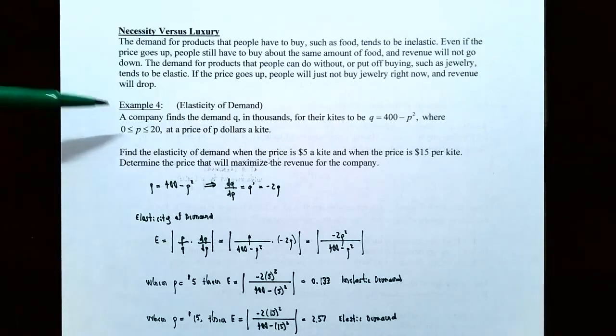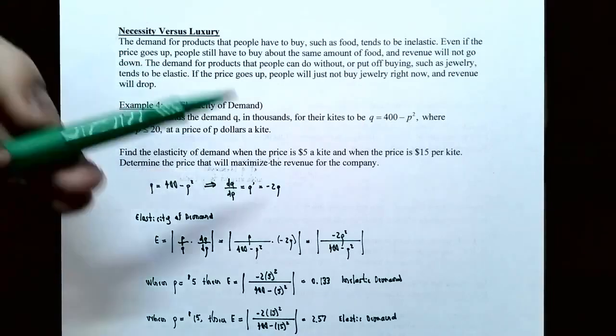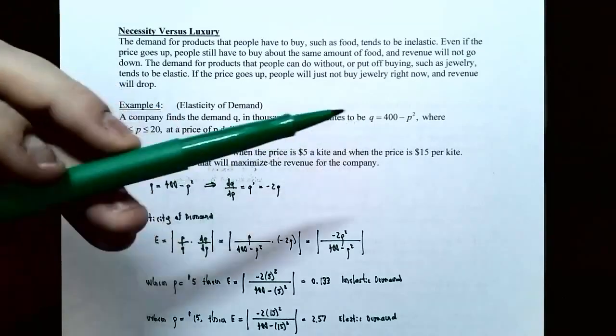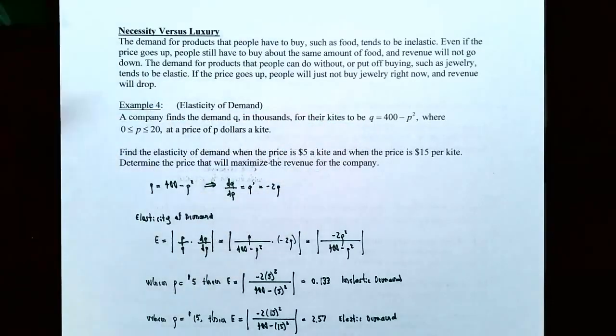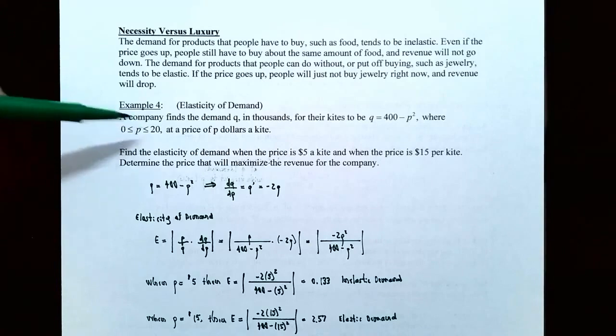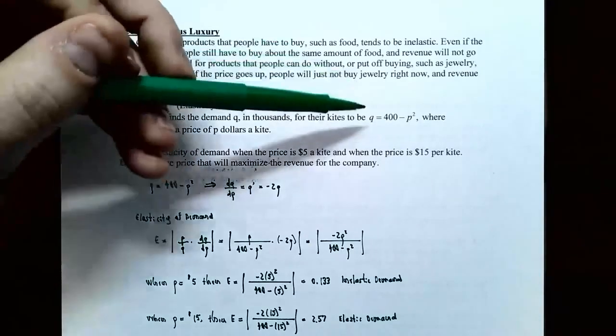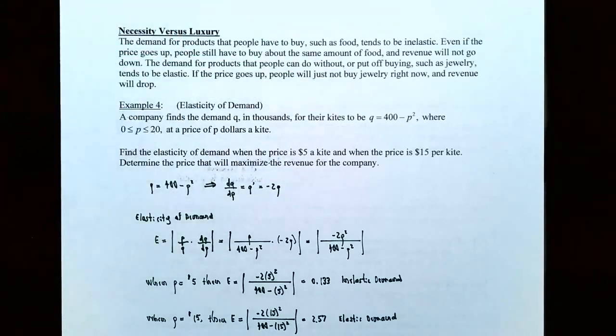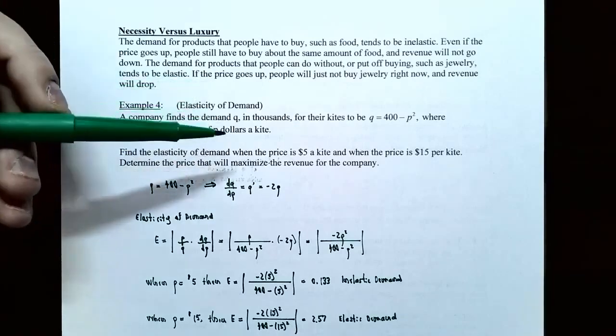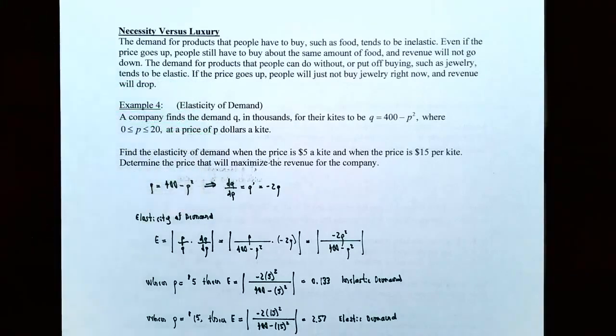So example 4, elasticity of demand. A company finds the demand Q in thousands for their kites to be Q equals 400 subtract P squared. So notice that this equation already has Q by itself, where the price, P, is between 0 and 20 at a price of P dollars a kite. So what this means is that this formula only makes sense between 0 and $20 for the price of a kite. Find the elasticity of demand when the price is $5 a kite, and then when the price is $15 per kite. Determine the price that will maximize the revenue for the company.